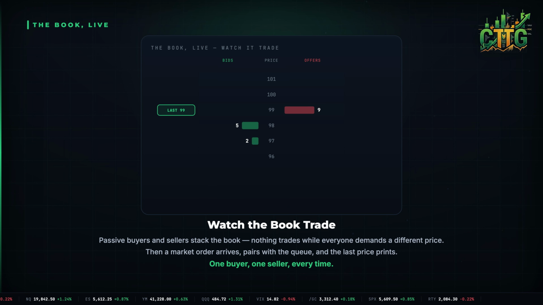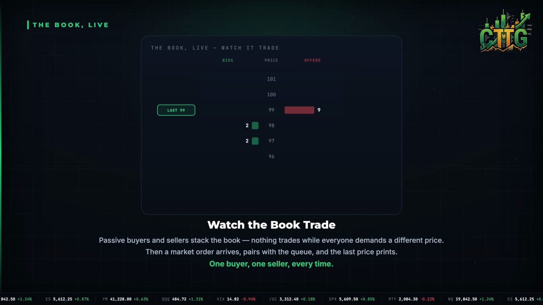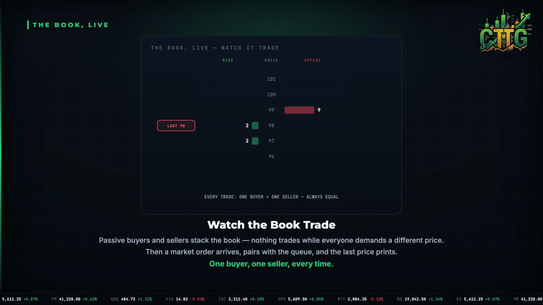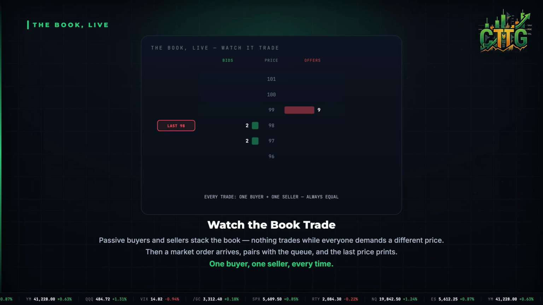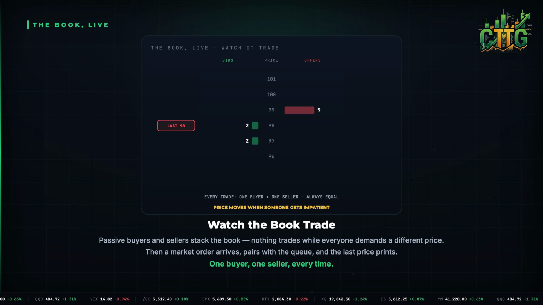Now an aggressive seller hits, sell 3 at market. It pairs with the bids at 98. 5 minus 3 leaves 2. Price prints 98. Count it. Every single trade, one buyer, one seller. The price didn't move because there were more sellers. It moved because someone got impatient.